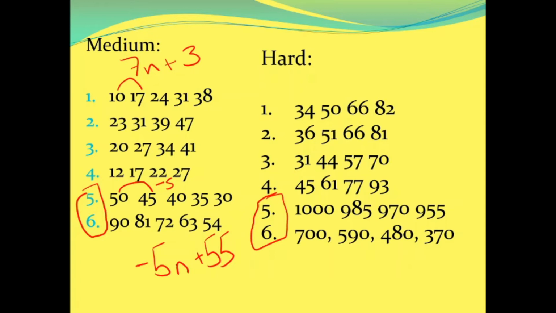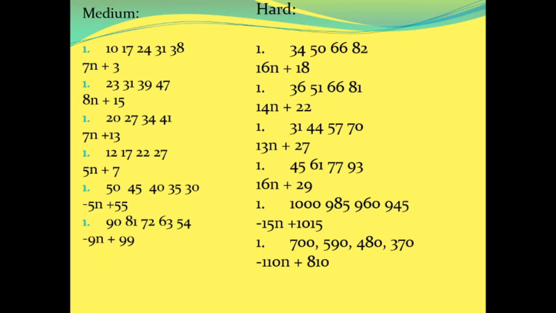Yeah. So the same with number 6. If you look at it, that's going down by 9, so it's minus 9n. And then you have to add 99, because 9 minus 9 plus 99 is 19. Here's your answers. Check it out. See if there's any issues.